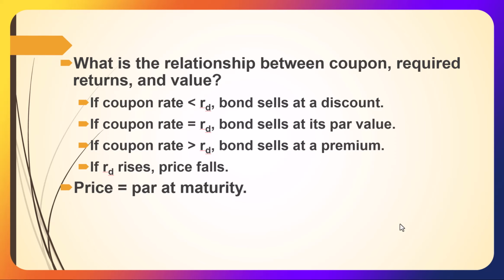So what is this relationship between coupon, required returns, and value? If the coupon rate is less than the required rate, we say that this bond sells at a discount. Well, let's talk about how that happens. We know that there is a relationship between the required returns and the coupon rate. Think of the coupon rate as what the company wants to pay you. The required return is what you want to get paid. The company wants $1,000 for this loan. Now, if the company does not want to pay you what you want, you're not willing to give them all the money they want. So you would buy the bond at a discount.